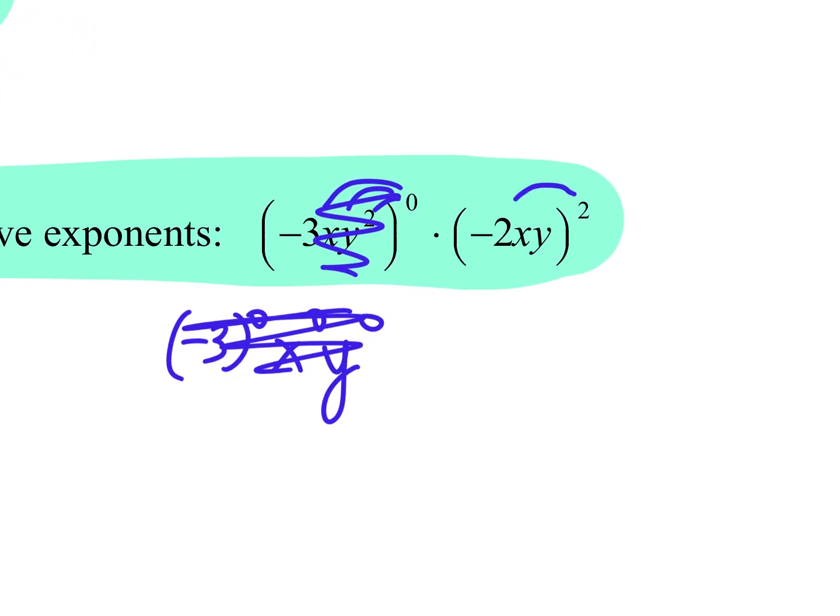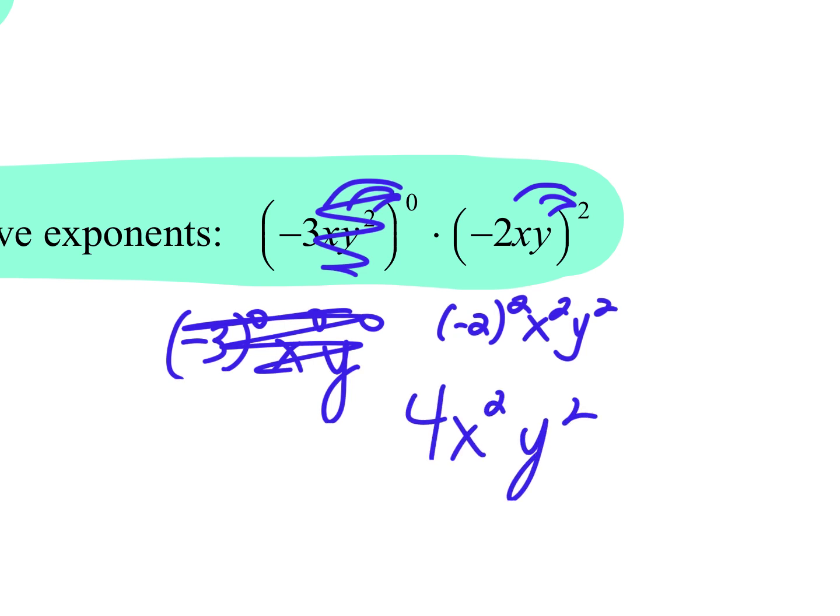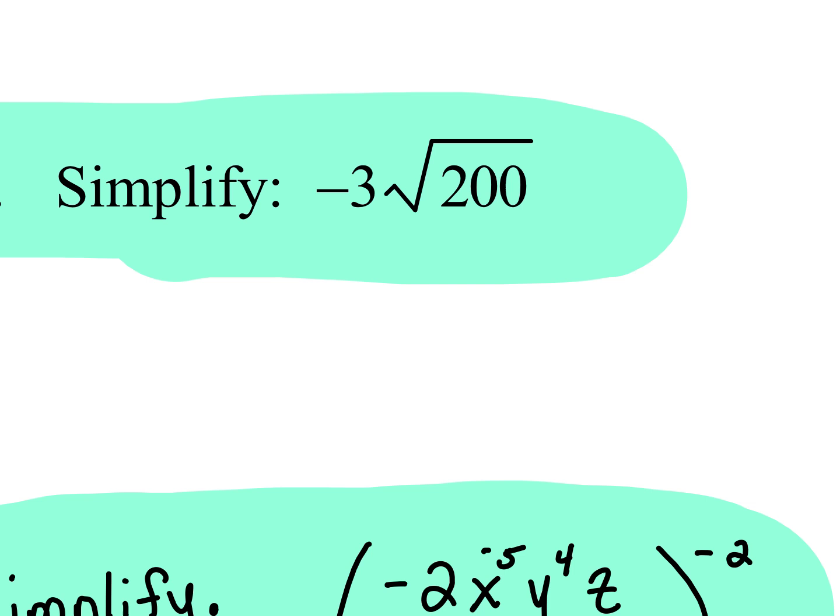So now we're going to distribute here. I have negative 2 squared, x squared, y squared. What's your answer? 4x squared, y squared. Anything raised to the 0 power is what? 1. Good. All right, this is easy. How do I break this down?